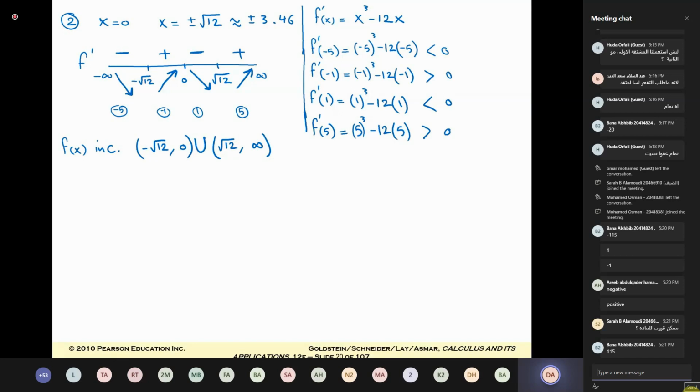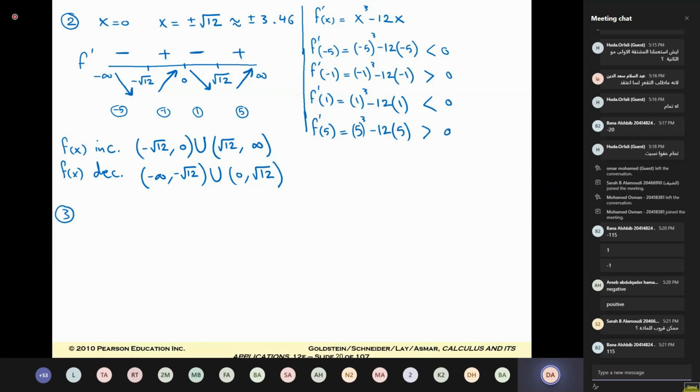And f of x is decreasing from minus infinity to minus radical 12, union from 0 to radical 12. This is the increasing and decreasing interval. Number 3, we need to find the local maximum and minimum.